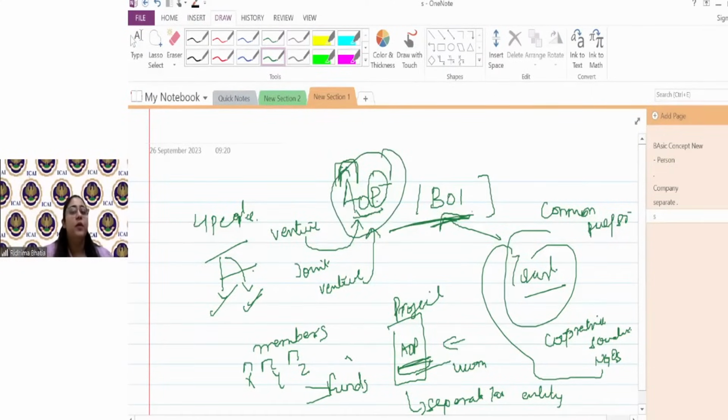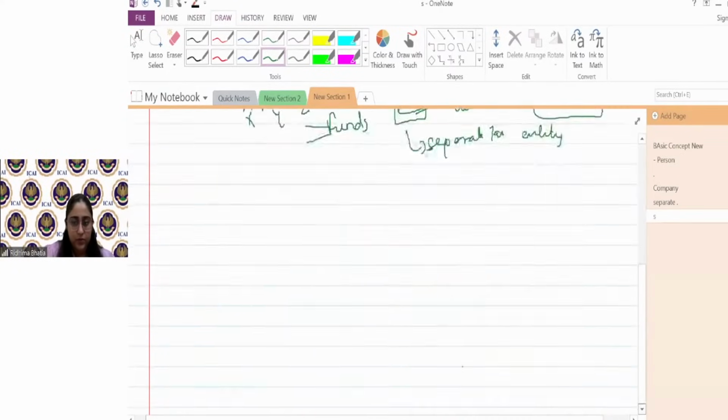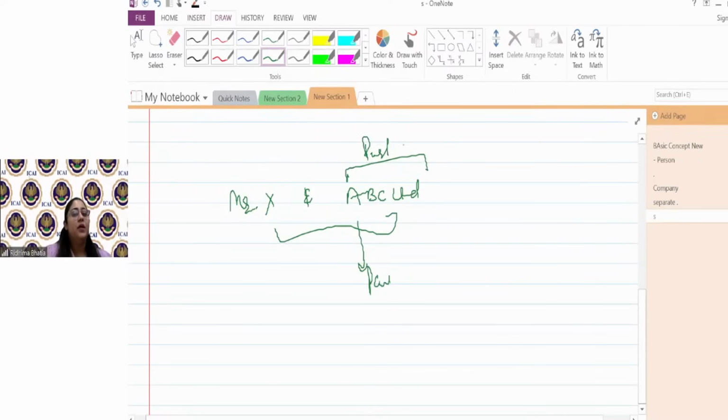मैम दोनों में फर्क क्या है? दोनों association है. When only individuals come together, they are BOI. When different types of person come together, they are AOP. और different types of person मतलब it's nowhere written in the law. अब suppose Mr. X and ABC Limited मिलके, if they are forming, can they form a partnership firm? Yes, they can form a partnership firm. Then ABC Limited would be a partner and Mr. X would be a partner.